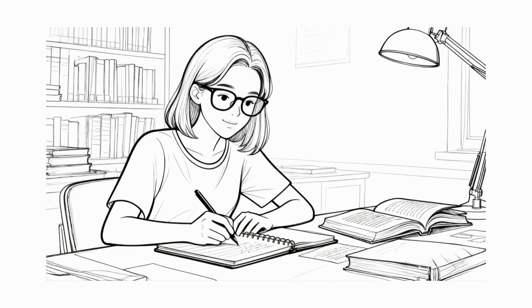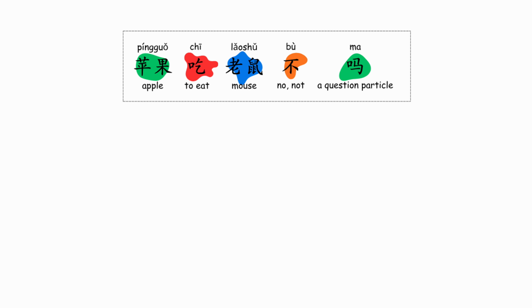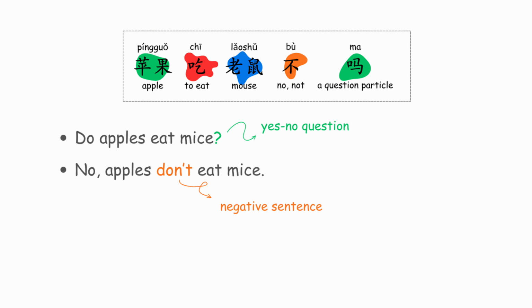Here are your words. 苹果，吃，老鼠，不，吗. Now here's your task. Translate the following sentences, and I will leave this as your after-class questions. Please write your answers in the comments below.